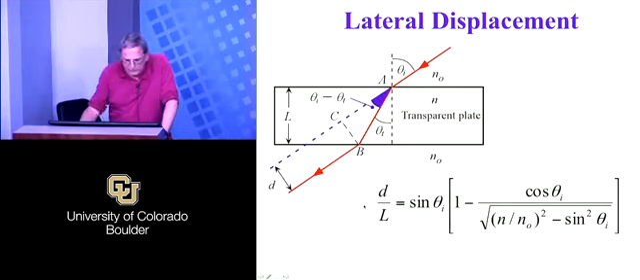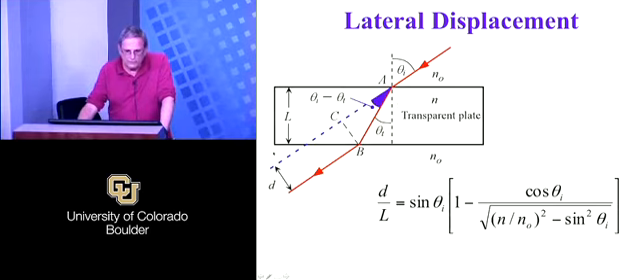Here's a lateral displacement example. Evidently, if we put light into a plate from here, it's going to be refracted at this surface and be refracted again. And if we look straight through here, we'll see things at the wrong position.